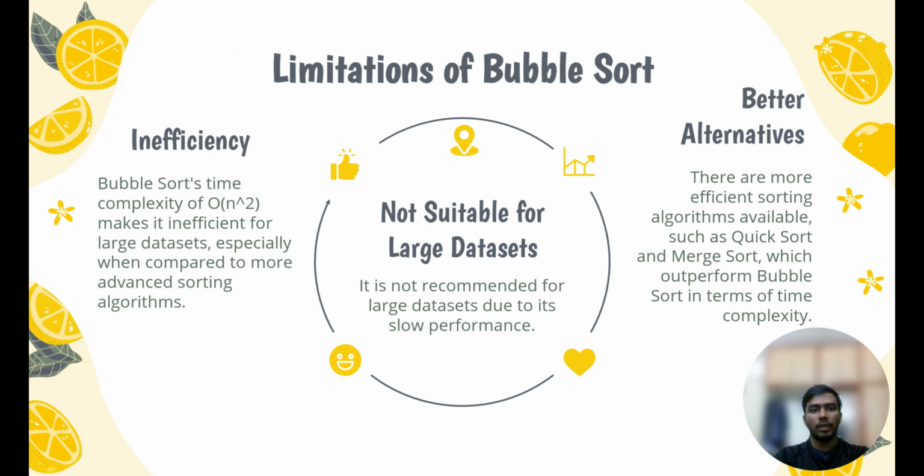Limitations of bubble sort. Inefficiency: bubble sort's time complexity of n square makes it inefficient for large datasets, especially when compared to more advanced sorting algorithms. Not suitable for large databases: it is not recommended for large databases due to its slow performance. Better alternatives: there are more efficient sorting algorithms available, such as quicksort and merge sort, which outperform bubble sort in terms of time complexity.